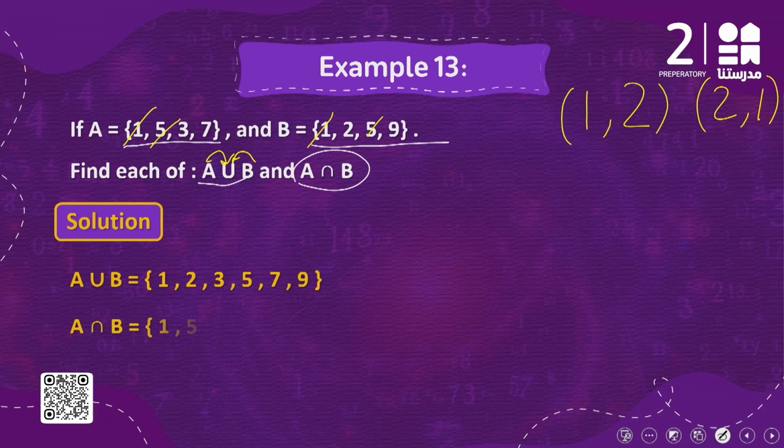Now to find the intersection of A with B, you have 1 repeated and 5 repeated, so 1 and 5 are the intersection for A with B.